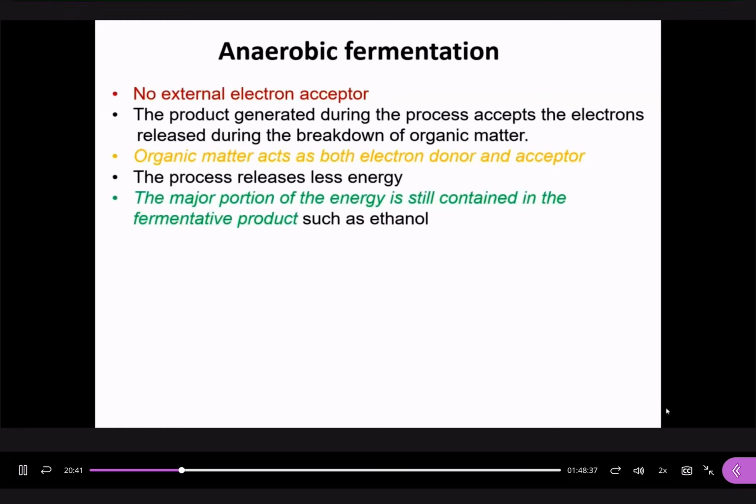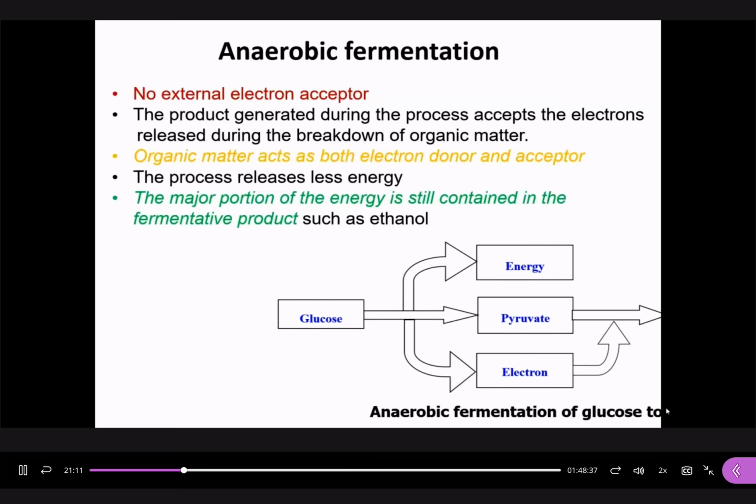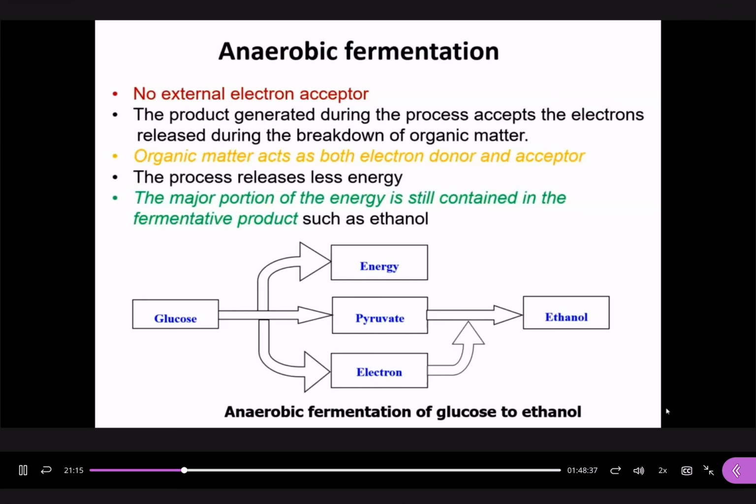In fermentation, there's no external electron acceptor. So what are the electron acceptors? The products generated during the process, the intermediates. You have a wastewater organic, like say chemical A. You have an intermediate, which is B, right? So B serves as the electron acceptor, not oxygen, not nitrate. Organic matter acts as both electron donor and acceptor. This is one example of glucose.